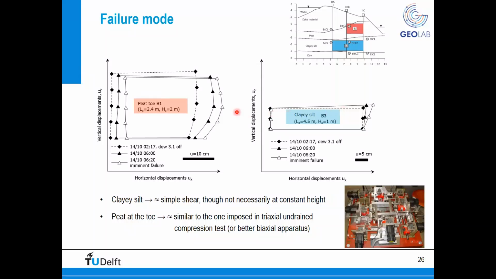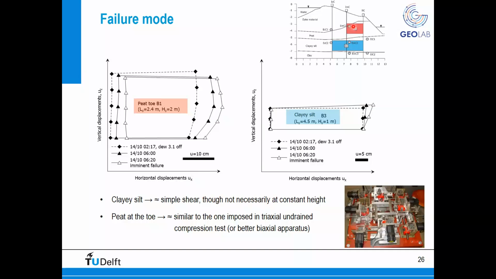So having an insight on the failure mode of the different layers in the field was extremely important for us, because with this information, we could also assess which type of test in the laboratory is more representative of the failure mechanism. So for a clayey silt material, we can assume that a simple shear, though not necessarily at constant height, is quite good enough.